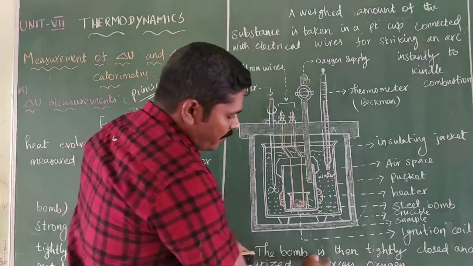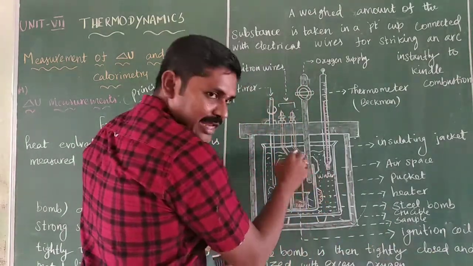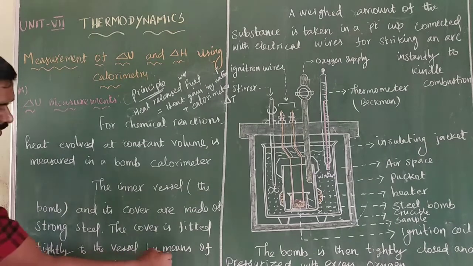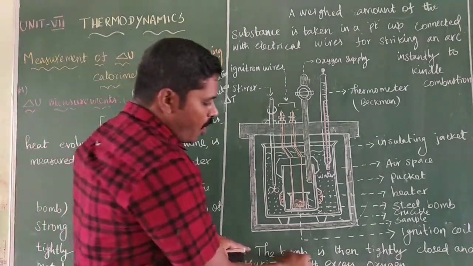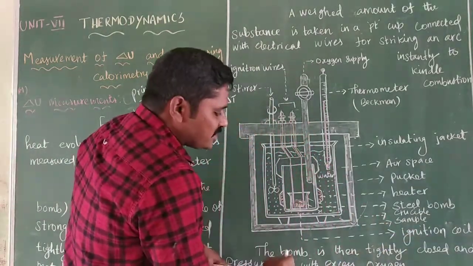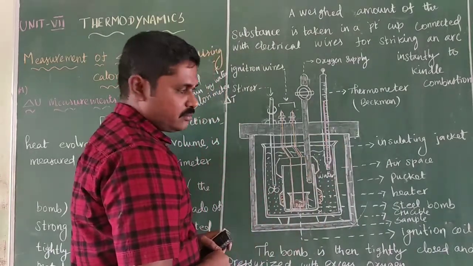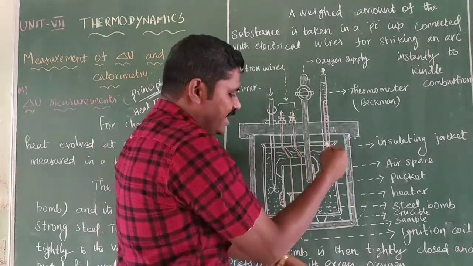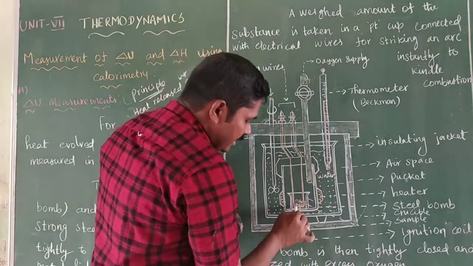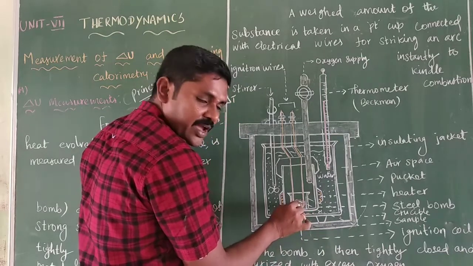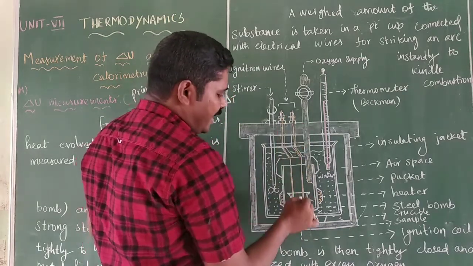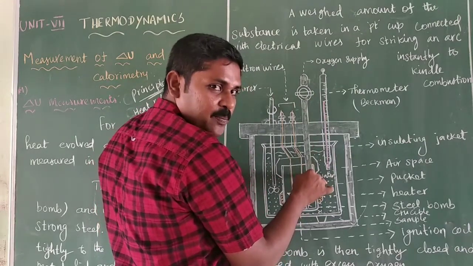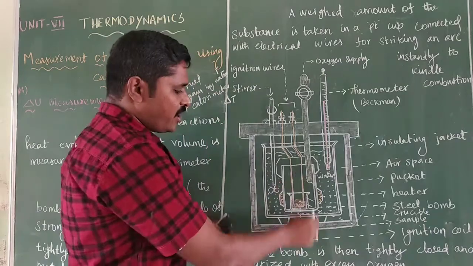The bomb is then tightly closed. The cover is fitted tightly to the vessel by means of a metal lid and screws. The bomb is then pressurized with excess oxygen. We weigh our substance into the platinum cup, connect the electrical wire, close it tightly, and then high-pressure oxygen is passed inside through this.